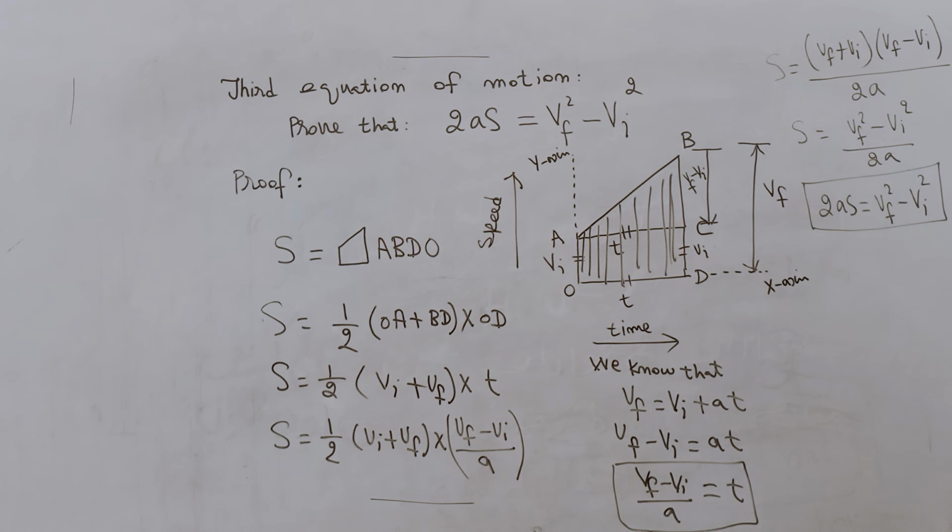So students, we have proved the third equation of motion. 2AS is equal to Vf square minus Vi square.